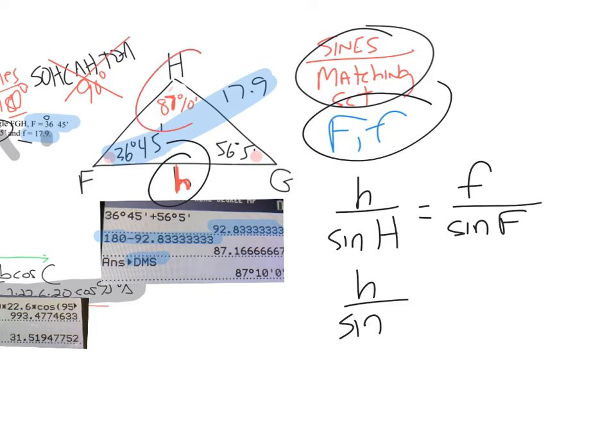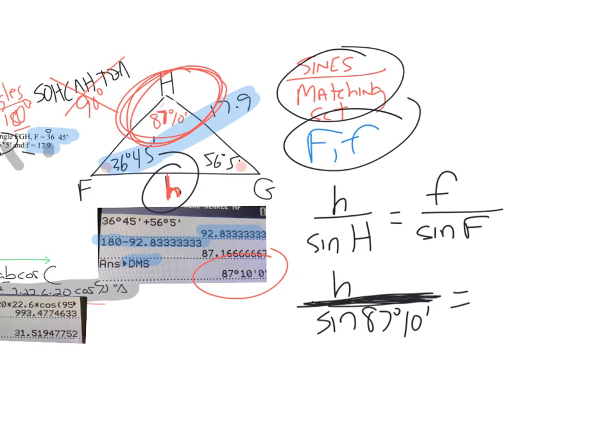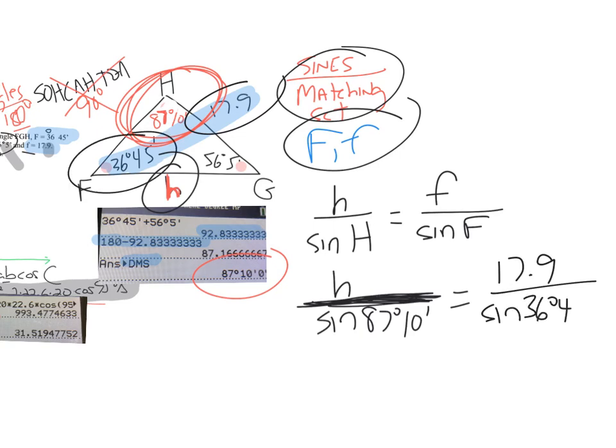It actually turned out that it was good that we found angle H, because we were given two angles and we wanted to know what the third angle was. So here we know angle H is 87 degrees and 10 minutes. So we have little h over the sine of 87 degrees 10 minutes, and that equals little f, which was 17.9, divided by the sine of angle F, so the sine of 36 degrees and 45 minutes.